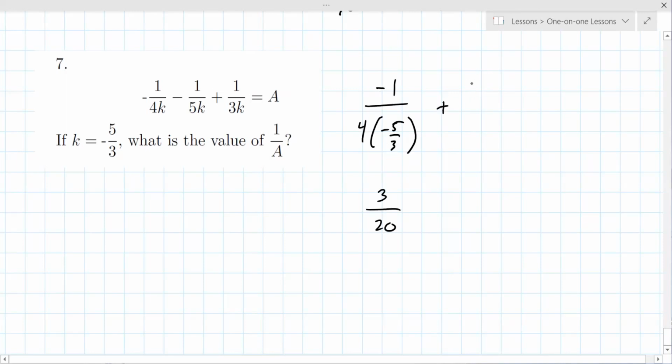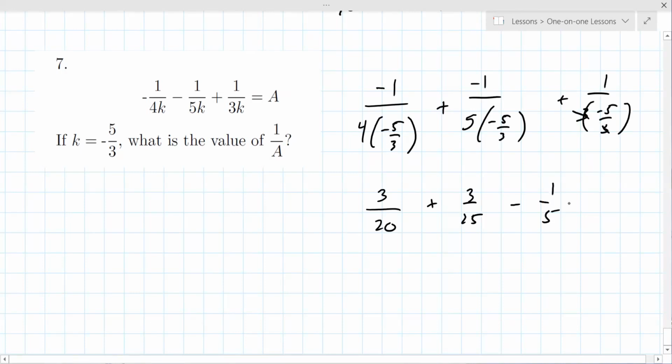Plus, I'm going to put the negative up top, -1 over 5 times -5/3. So this is 3 over 25. And then the last one is 1 over 3 times negative 5/3. The threes cancel and you get minus 1/5.